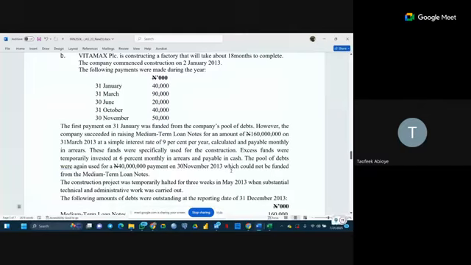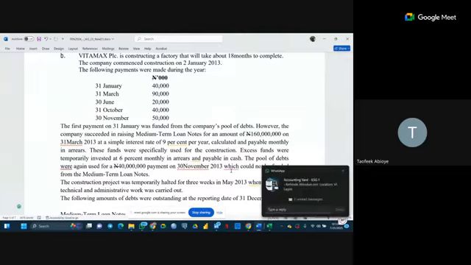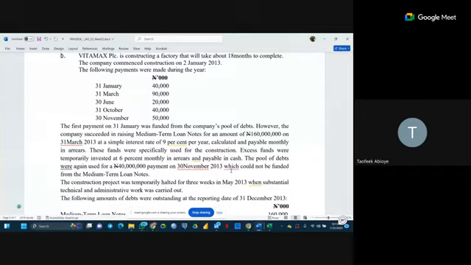All these funds you see here, from the 40 million to 50 million, are instrumental expense, like procurement on the particular project. On 31st of January, the company incurred 40 million. On 31st of March, they incurred another 90 million. 30th of June, 20 million. 31st of October, 40 million. 30 November, 50 million. Now, they are explaining to us the sources of each of these funds. The first payment on 31st January was funded from the company pool of debt.